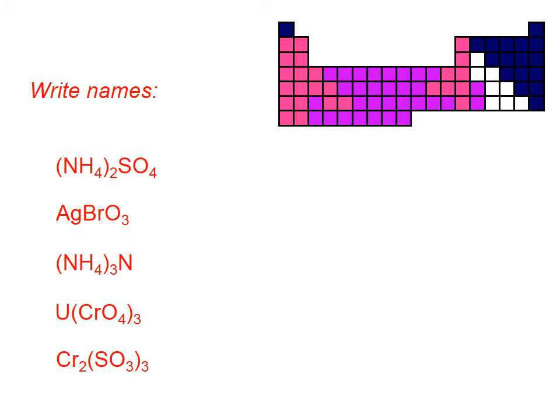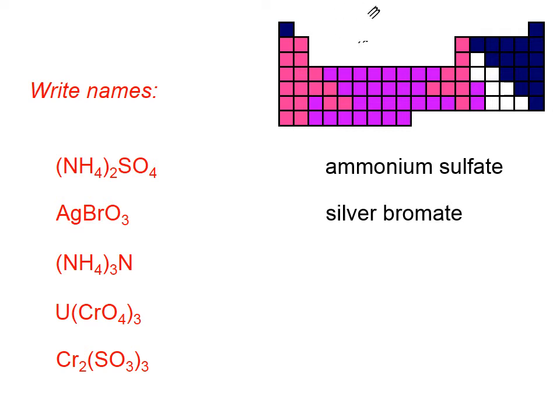Now let's write names. This first one is going to be ammonium, and the second part is sulfate. Nothing else. How about this next one? Silver and BrO3. Well, BrO3 is bromate, so silver bromate. How about this next one? This first one is called ammonium, and then this is the nitride ion, ammonium nitride.